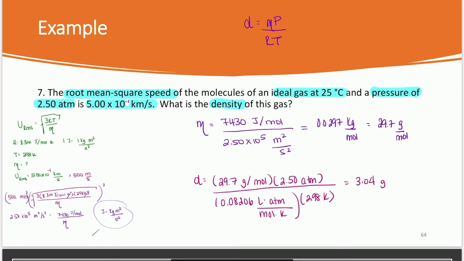3.04 grams per liter. So in the first part of the problem, we're dealing with root mean square speed, which is module 6E, I think, E or F. And then in the second half, we're dealing with density correlating back to our ideal gas law, and that is from module 6C. So pulling in a couple different things here.